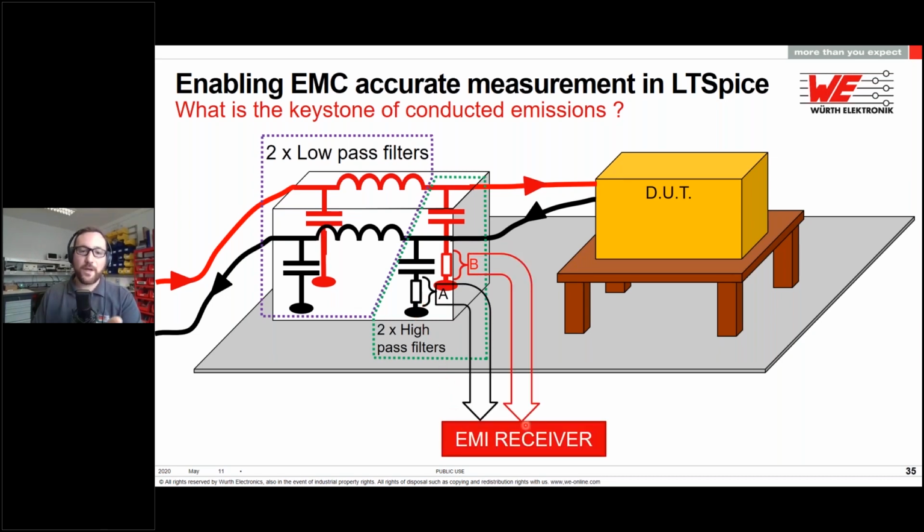And once we have our EMI receiver, we set a limit. We set a limit line for each and every frequency that we're scanning, and we have a look at what is happening. If we are over the limit, it's not good. If we are under the limit, it's good.